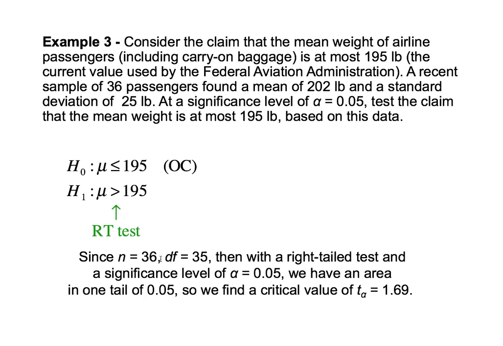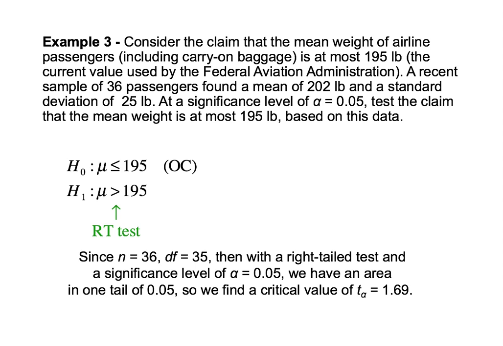Now we have a sample size of 36, which means that our degrees of freedom are 35, and we need that to look up our critical value. And we have a right-tailed test, so that means that all of the alpha is in one tail. It's in the right tail.